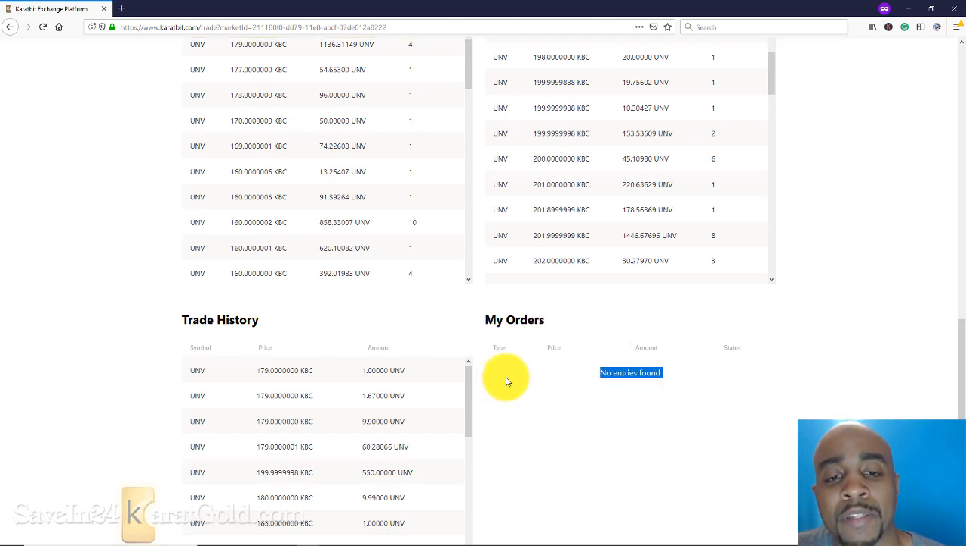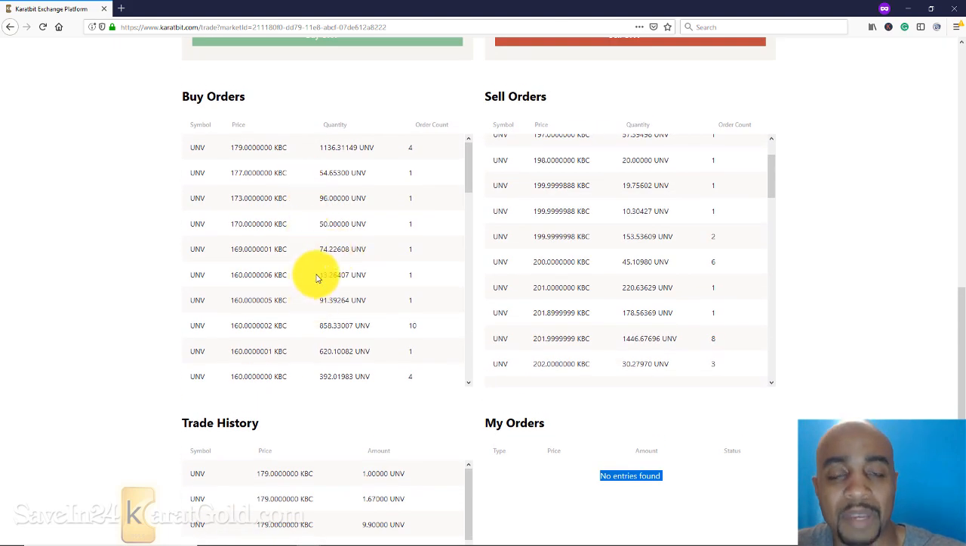It will go down here under my orders. Now, the cool part is if this stays open and no one buys it at that price, you can always click X right next to it to cancel it out. And then you can redo your order again. It's not an actual trade till someone accepts it, or you accept the pricing. All right. So I just wanted to throw that extra piece out there.